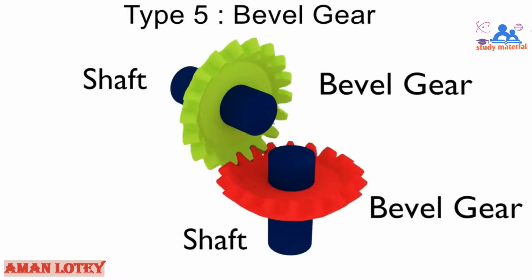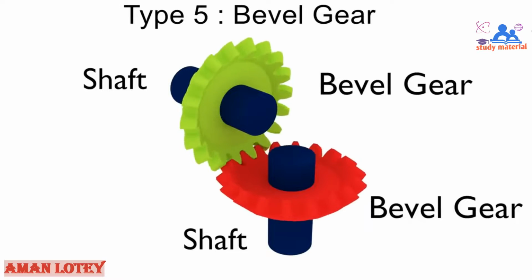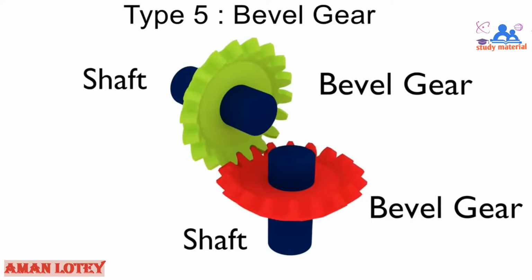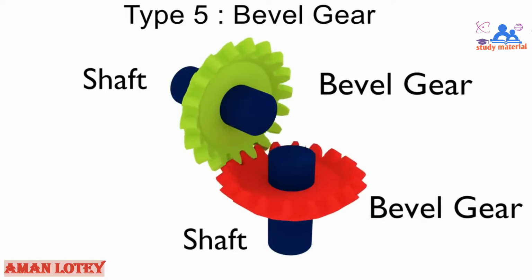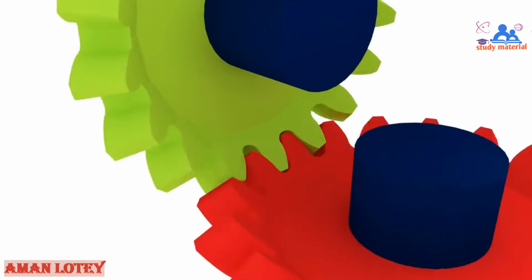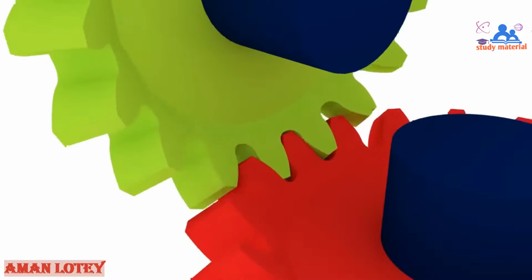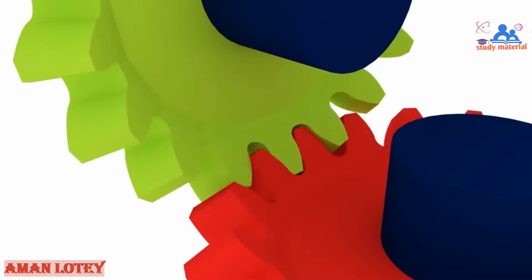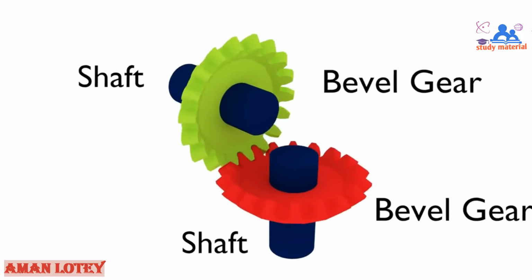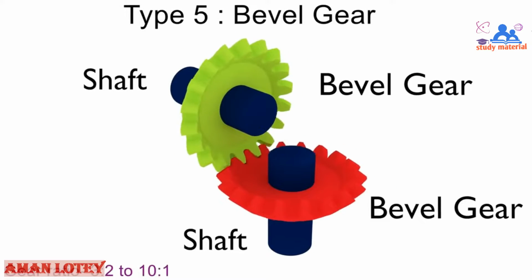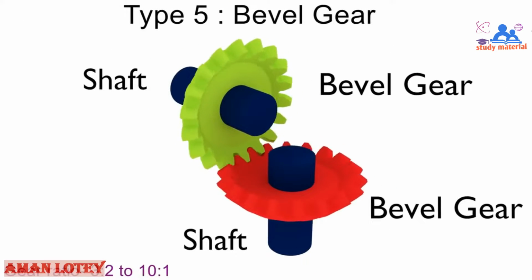Fifth type is bevel gear. Bevel gears are used to transmit the power and motion between two intersecting shafts. By changing the gear profile, we can transmit power and motion between two shafts which are not exactly at 90 degrees. The gear ratio is 3:2 to 10:1.